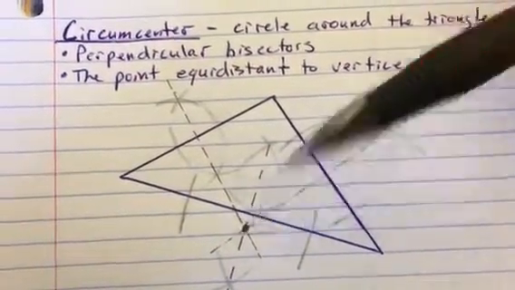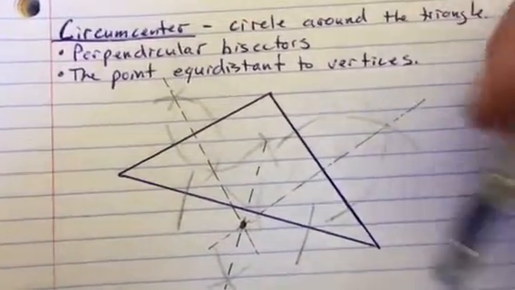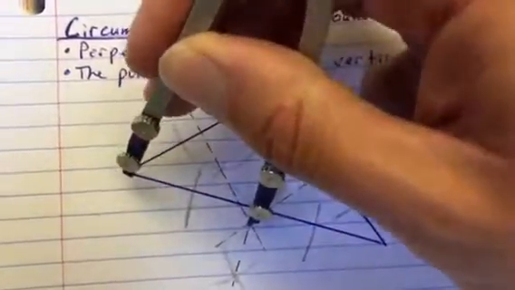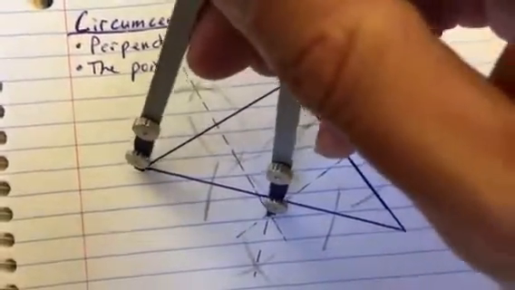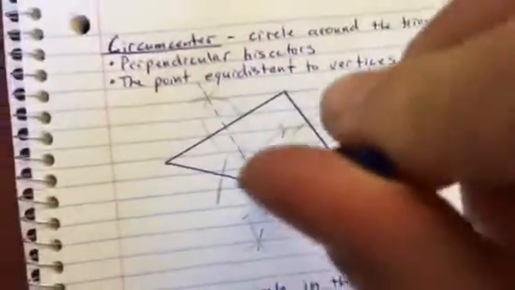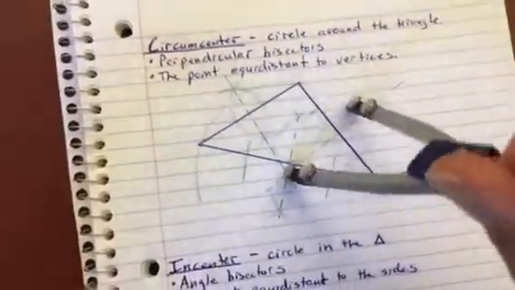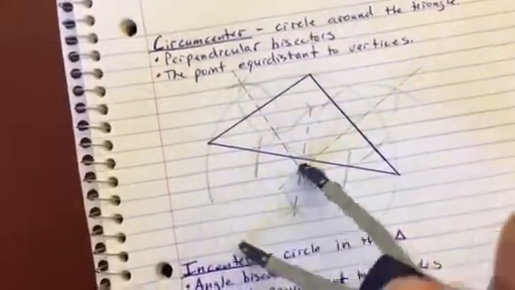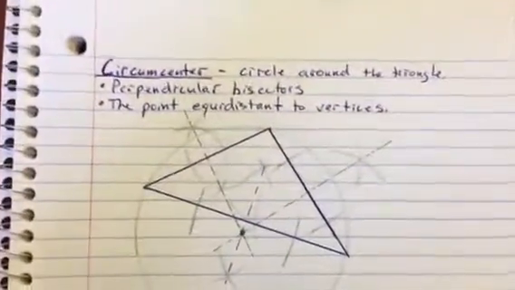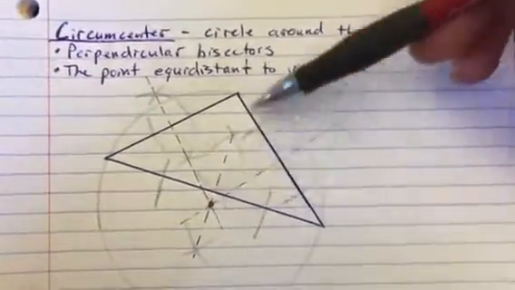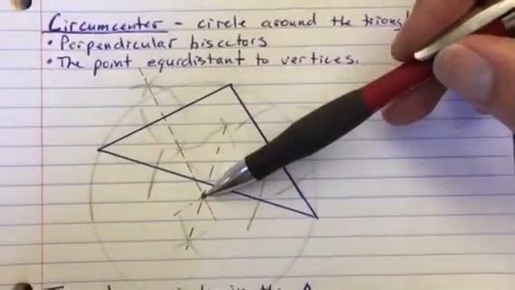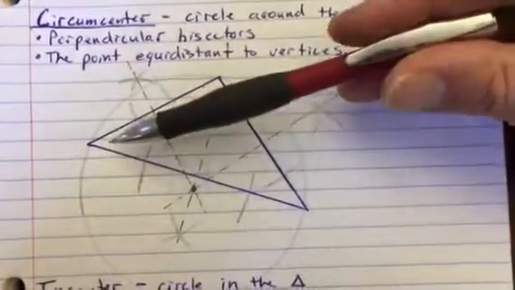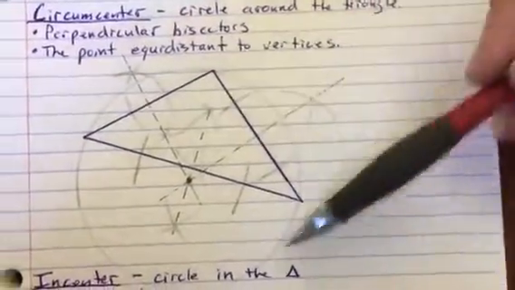All right, and from that point, it is equidistant to the vertices. So this point right here is the same distance to all three of the vertices, which leads to why then you can draw the circle around it like that. All right, so that's where you get your circumcenter. Okay, perpendicular bisectors get to that point of concurrency, which is equidistant to the three vertices. Because it's equidistant to the three vertices, then you can do your circle all the way around it.